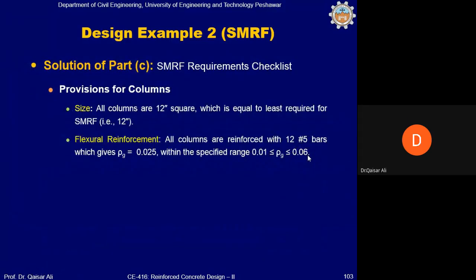For columns, all columns are 12 inch square, which is equal to the least required for SMRF. Flexure reinforcement: all columns are reinforced with 12 number 5 bars, which gives 2.5%. So this is also within the specified range.